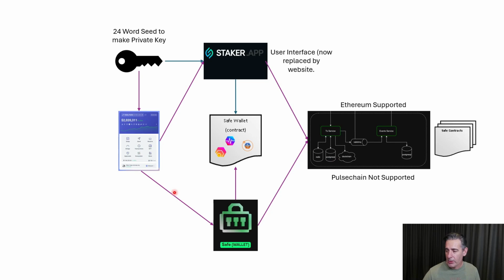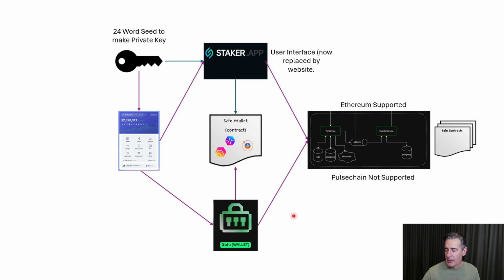But what we can do on Ethereum is we can use our controlling wallet, our Rabby wallet, to interact with this website, which controls our wallet. And what that means is we're then no longer reliant upon StakerApp. That website could disappear. We don't care on the Ethereum side. Pulsechain's a little bit different.